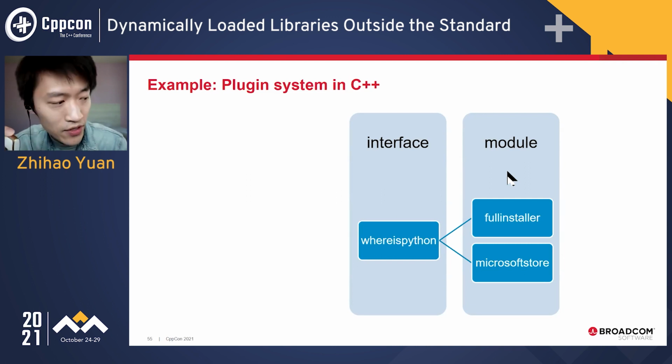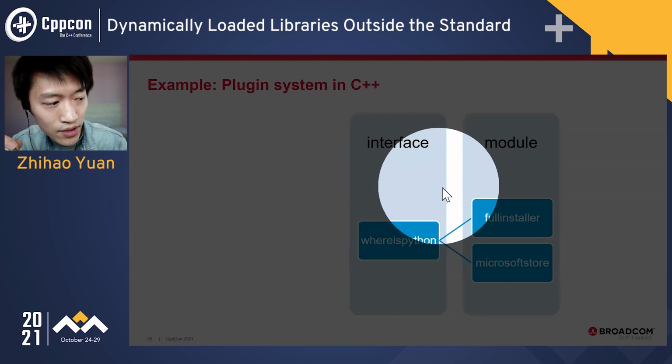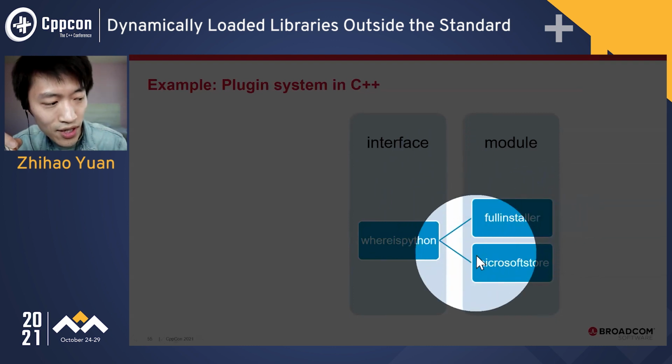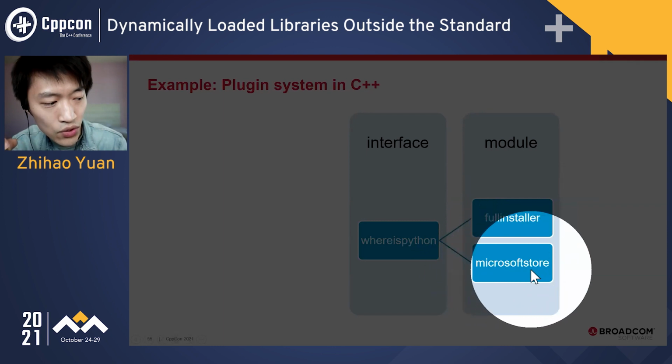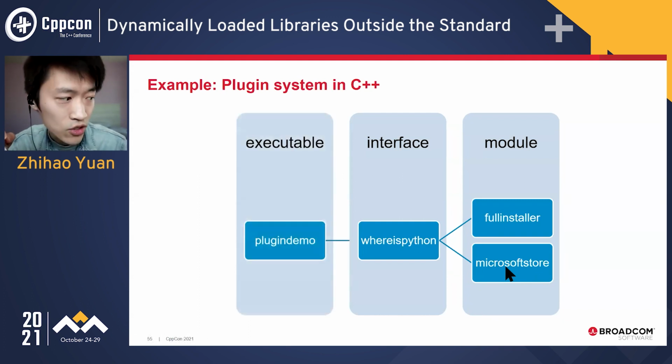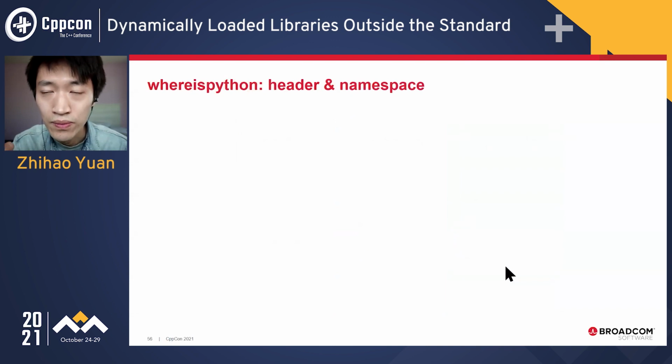So we have a CMake interface here. It's called Where's Python, and we introduce CMake module libraries. Actually, two of them. The first is the full installer, which gives you the Python official installer's answer, and the next one gives you the Python installed from the Microsoft Store. And finally, an executable to use the interface. So let's take a look at what the interface does.